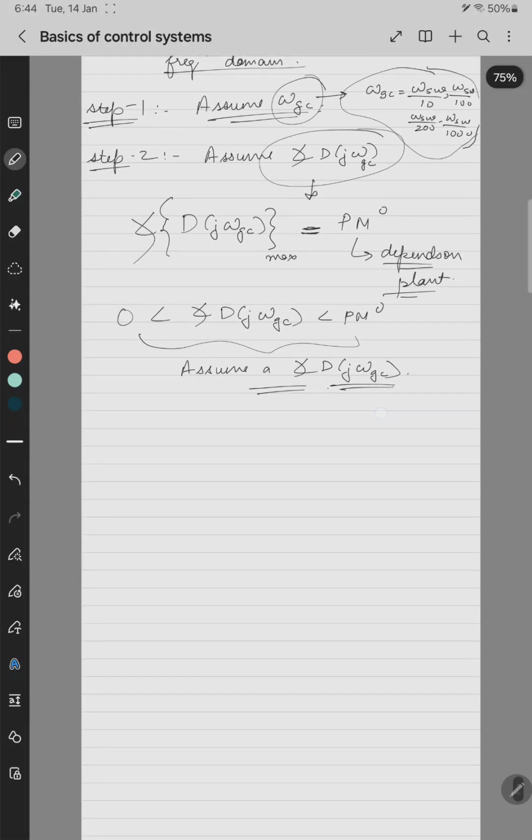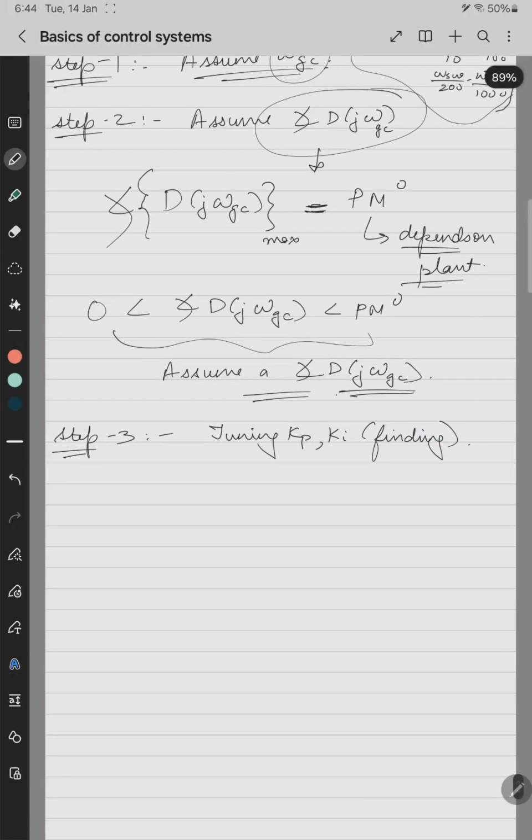Then comes step 3, tuning Kp and Ki, or basically finding Kp and Ki.